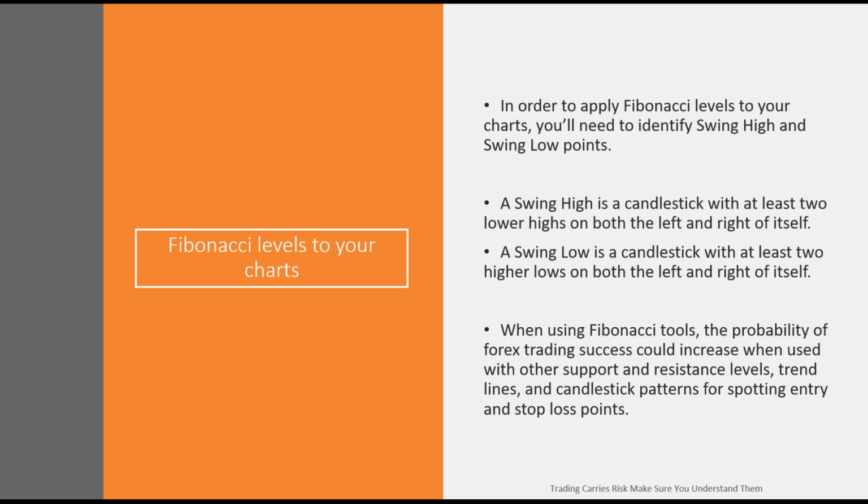Now, in order to apply Fibonacci levels to your charts, you'll need to identify the swing high and swing low, which I've just shown you over. But it's important. A swing high is a candlestick with at least two lower highs on both left and right side. Okay? This is a finite decision, but it really isn't. Remember what I told you earlier, significant.